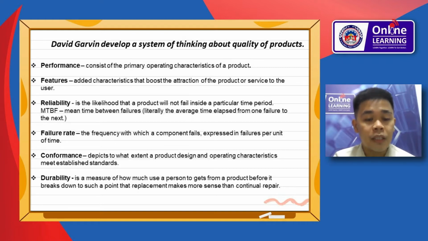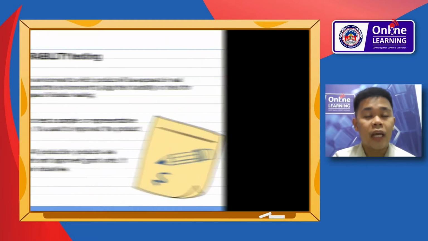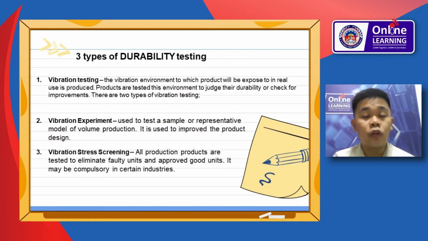Durability is the measure of how much use a person gets from a product before it breaks down, up to the point where replacement makes more sense than continual repair. Then there are three types of durability testing. First is vibration testing. The vibration environment to which the product will be exposed in real use is reproduced. Products are tested in this environment to judge their durability or check improvements.